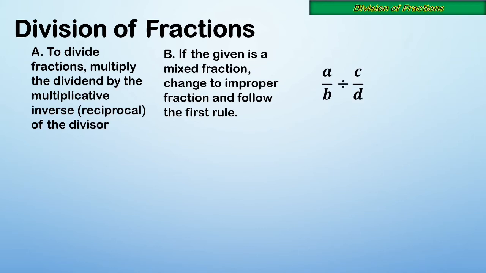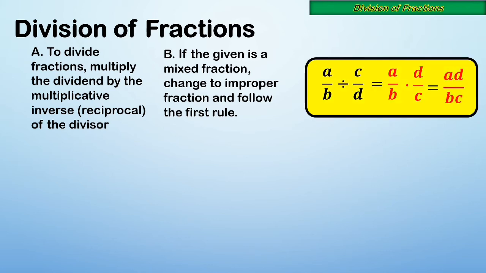A over B divided by C over D becomes A over B times the reciprocal of C over D, or the multiplicative inverse. Na mangyayari, ang denominator na D ay magiging numerator, ang numerator na C ay magiging denominator. Okay, ganyan ang mangyayari, which is A times D over B times C. Ganyan siya. That is for the division of fractions.